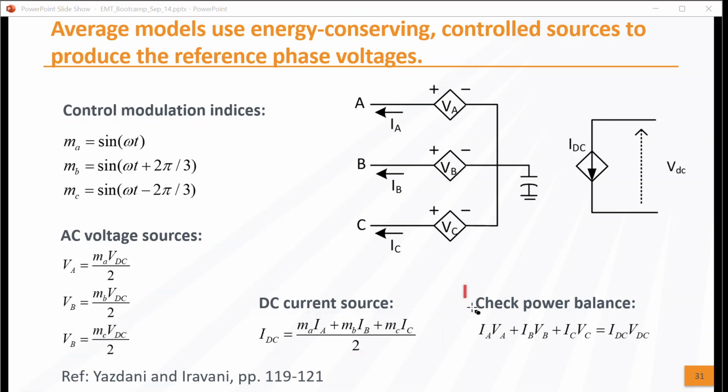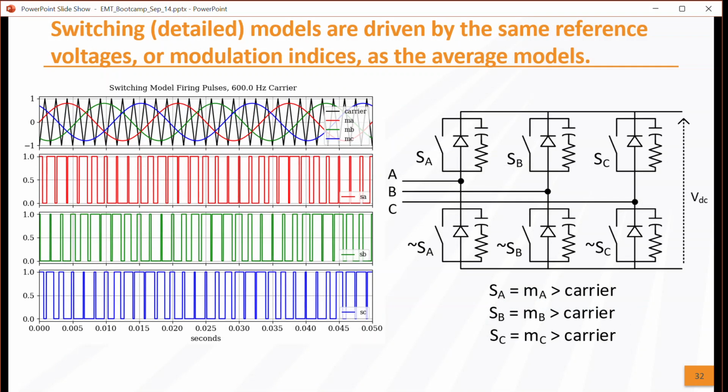You can check the power balance, that the power is conserved, by double checking that equation, and you'll see there are no losses or no energy gained inside that converter. And if the modulation indices are sinusoidal, as a controller should generate them, you're going to generate sinusoidal voltages, so no harmonics. So that was the average model.